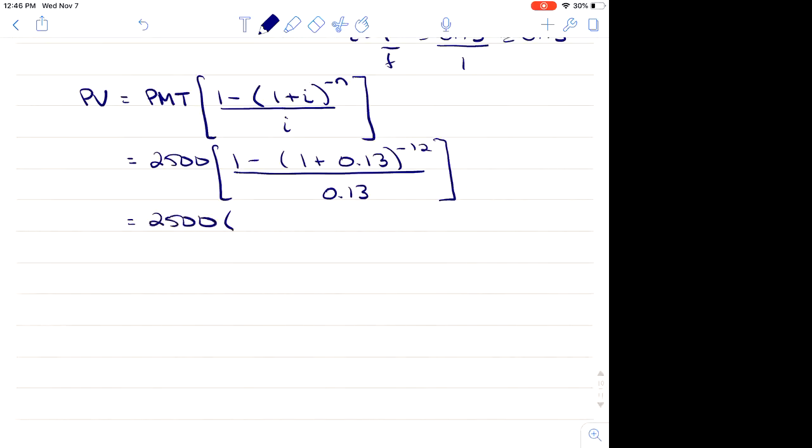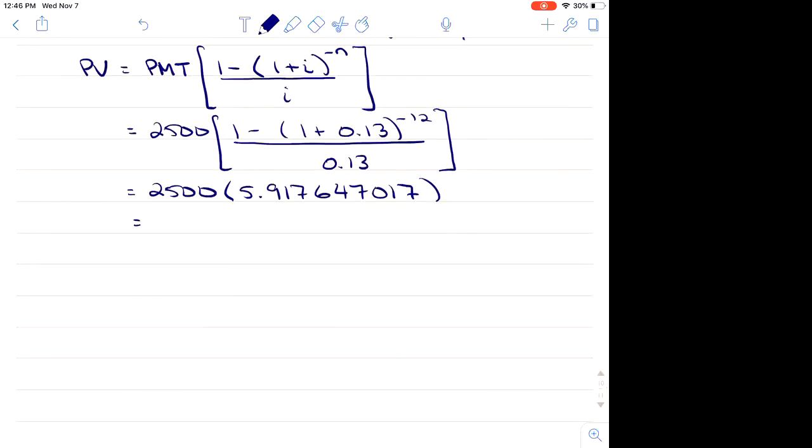I get 2,500 times 5.9176470017. So you want to make sure that you're getting those exact same values. Times 2,500 to finish it off. So he borrowed $14,794.12.